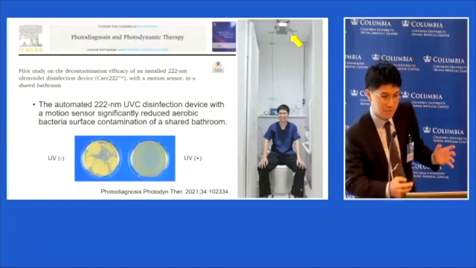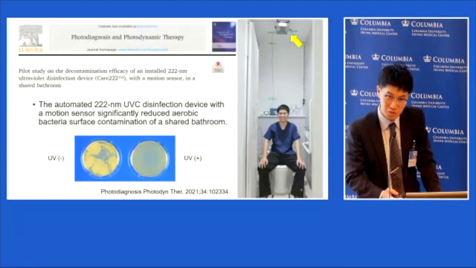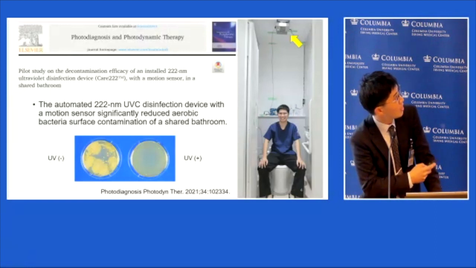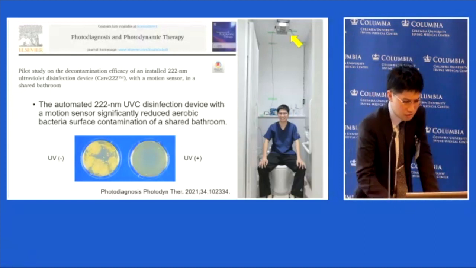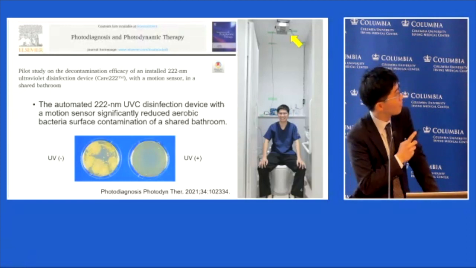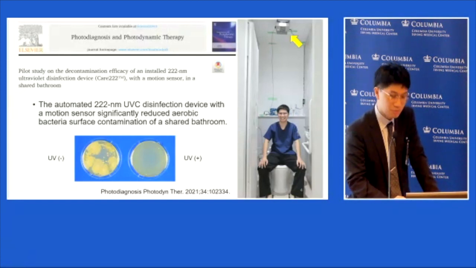We also investigated the effect of Far-UVC in a shared bathroom. We equipped the bathroom with a Far-UVC lamp. This is a shared bathroom, and I'm sitting here. This is the automated 222 nanometer UVC disinfection device. This device has a motion sensor, and it significantly reduced the aerobic bacterial surface contamination of the shared bathroom.